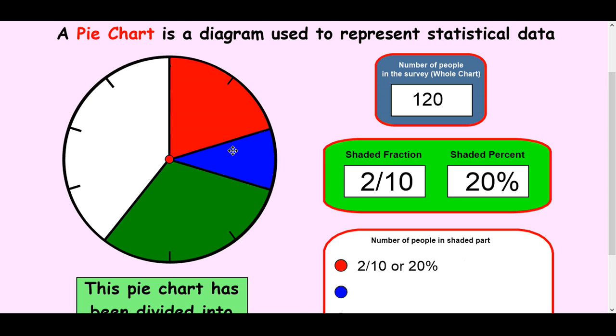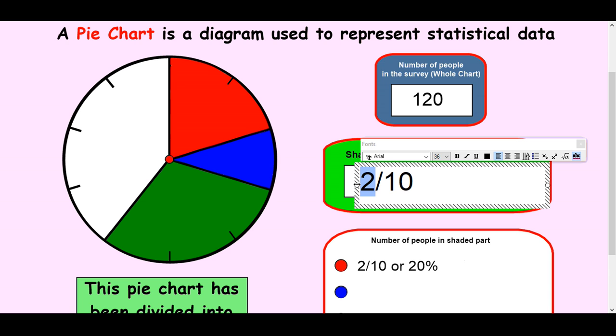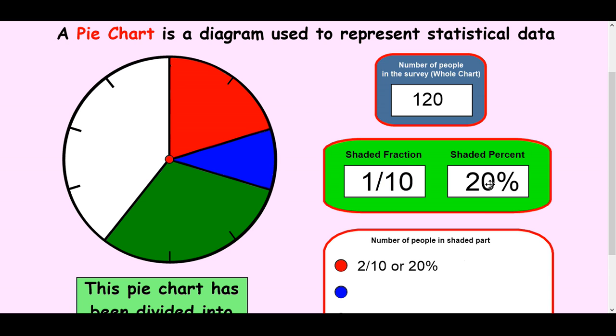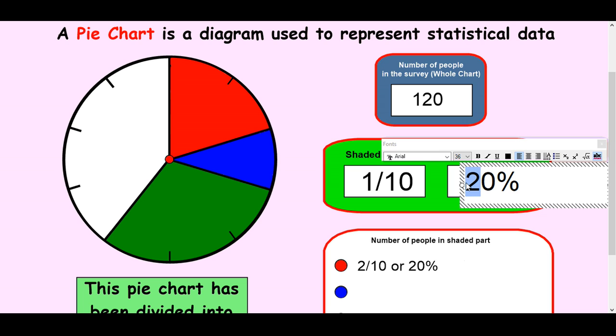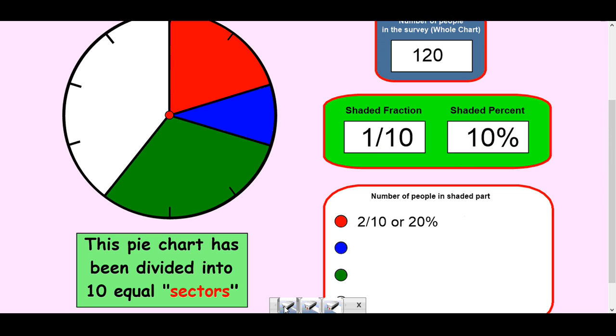Okay, right, well, let's move on to the blue bit. So the blue bit I can see is 1 tenth. So it's just 1 tenth there, but I should know again that's 10%. 100 divided by 10 is just 10%. So I can write that down here if I like. So the blue bit's 1 tenth, or it's just 10%.